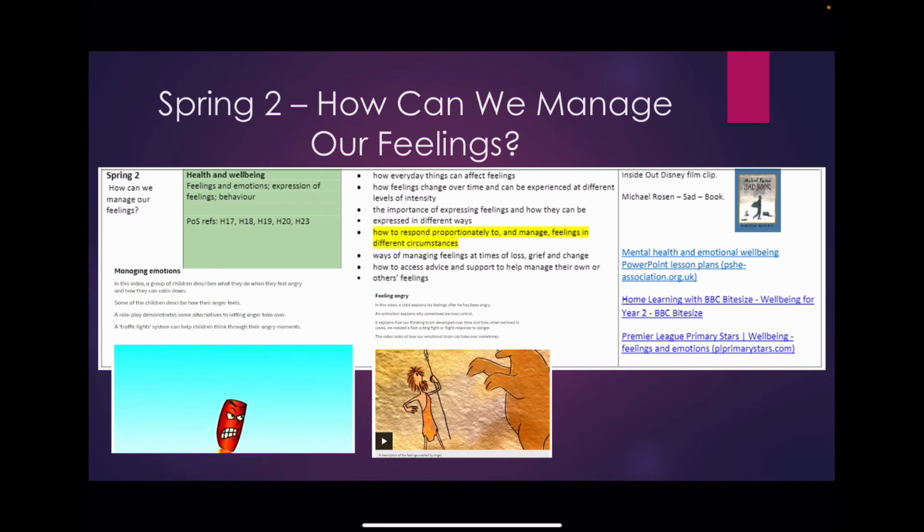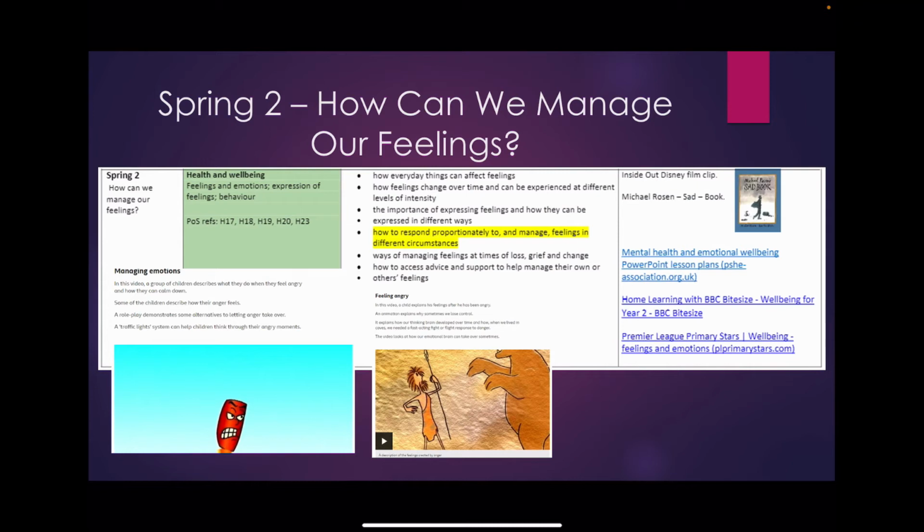In Spring 2, our key question is how can we manage our feelings? In this unit, we look at how everyday things can affect feelings and that feelings can change over time and that levels of intensity might be different as well. We look at how we can express our feelings and how to do this in different situations and circumstances.